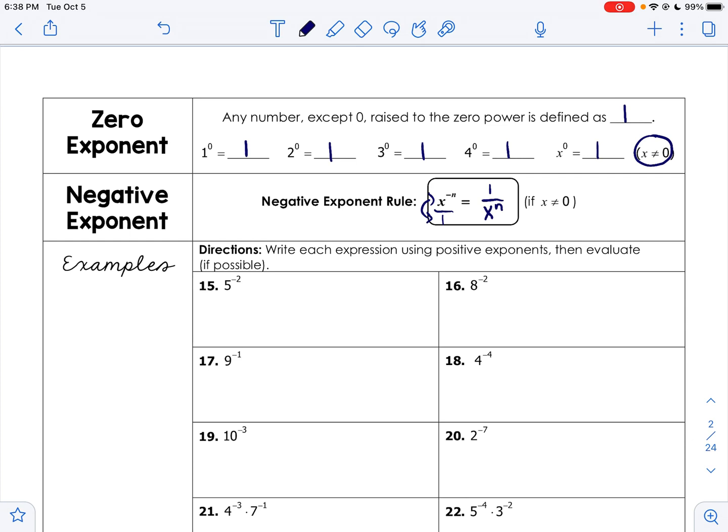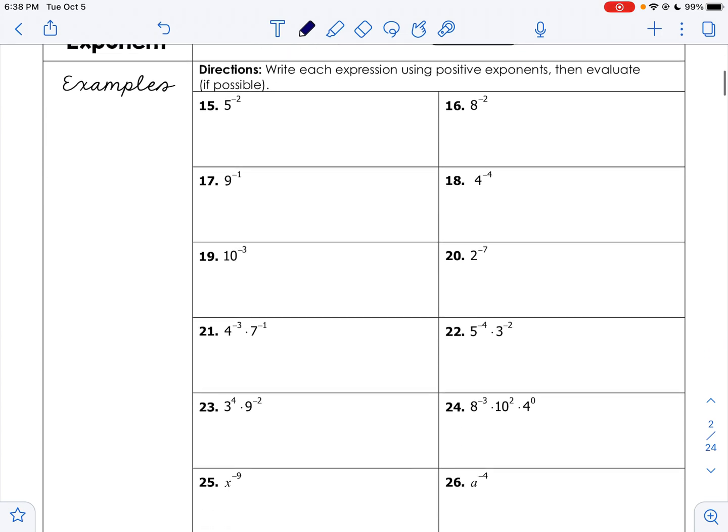So when we look at number 15, 5 to the negative 2. Again, with a whole number, we can put that over 1. When we flip it, that's 1 over 5. That negative 2 is now a positive 2. And then we can evaluate that further because we know what 5 squared is. 5 squared is 5 times 5, which is 1 over 25. So when it's evaluated completely, it's 1 over 25.